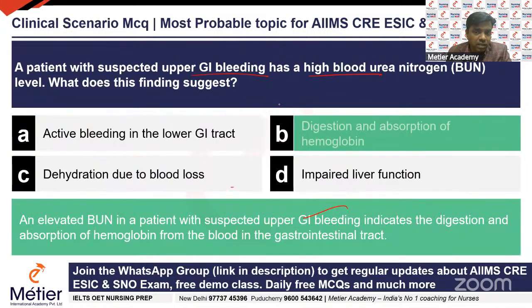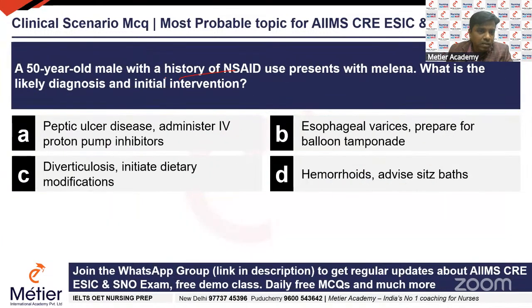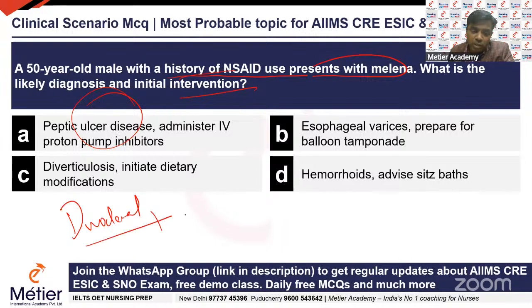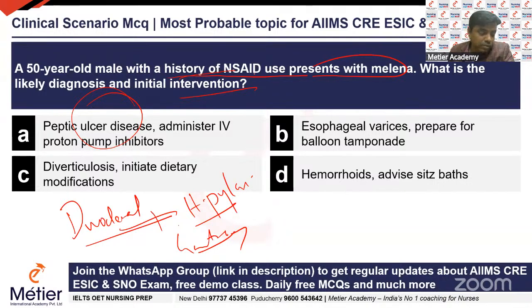The condition they have given is a male with a history of chronic NSAID use presenting with melena. What is the likely diagnosis and initial intervention? Yes, even though we know that NSAID usage causes peptic ulcer disease, in peptic ulcer disease we have clarity. Duodenal ulcer is there. Which ulcer is most commonly seen? H. pylori infection, duodenal ulcer, gastric ulcer. So there is no clarity. Gastric ulcer is also there. Gastritis, so chronic NSAID use also causes gastritis. But here melena is a key feature.